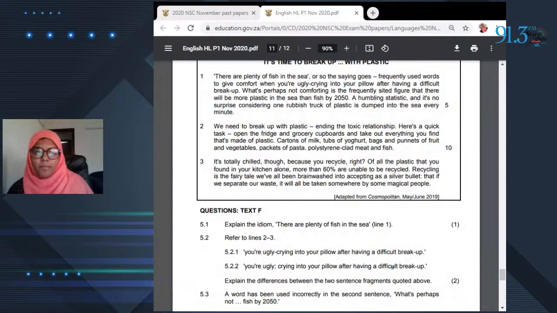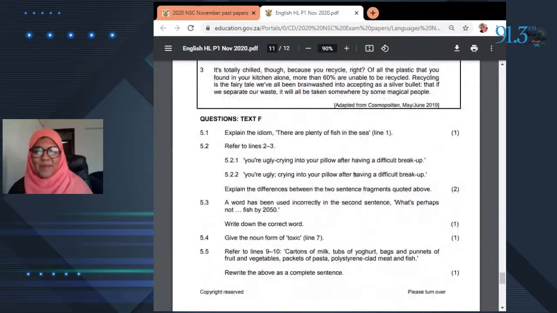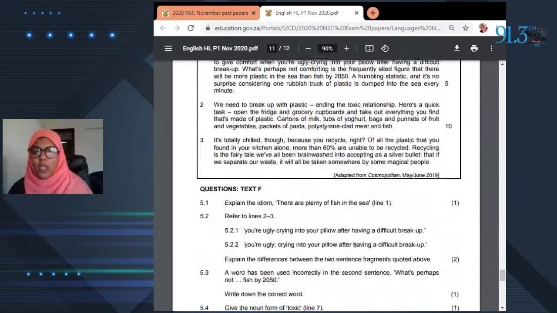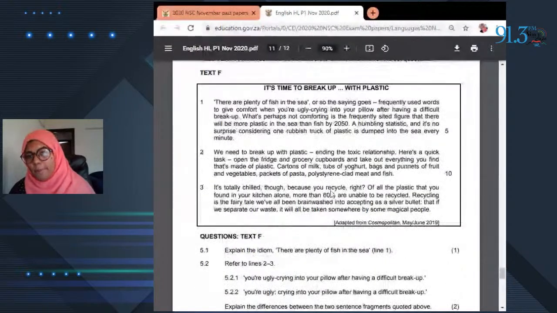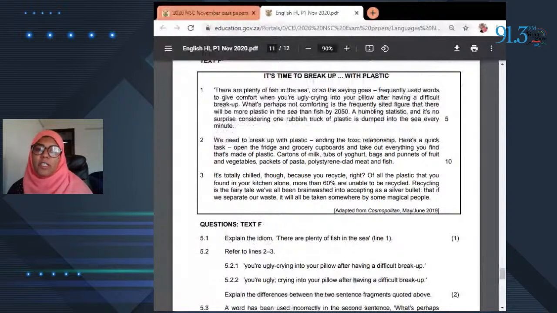And then in 5.2, just to go through it quickly, because I know time is going. In the second and third lines, you are ugly crying into your pillow after having a difficult breakup, right? So, as I mentioned, plenty of fish in the sea refers to having a partner or marriage, when they speak to either a girl or a boy. So they are doing this contrast between being in a relationship, or breaking up, and referring to plastic and the use thereof. In the answer, when you say ugly crying, it is a participle or a compound word, right? This means that it describes the manner in which the person cries. That's how we understand participles and compound words.